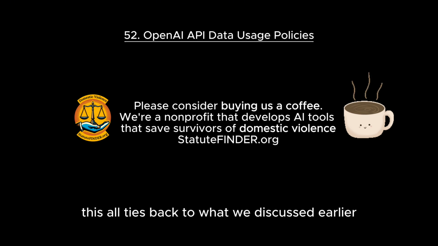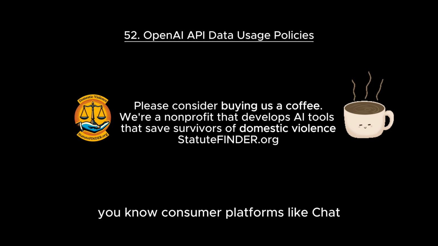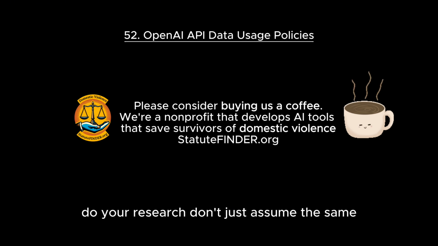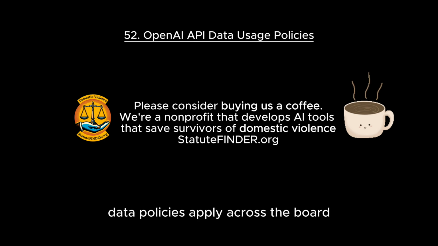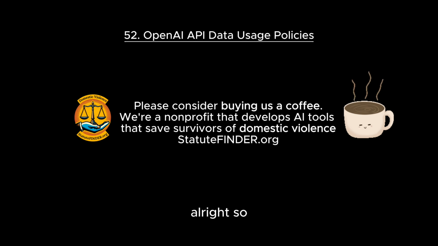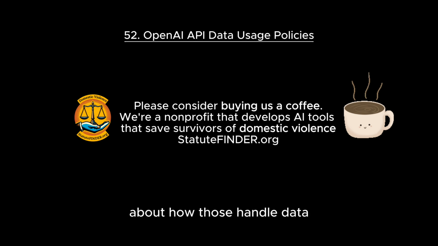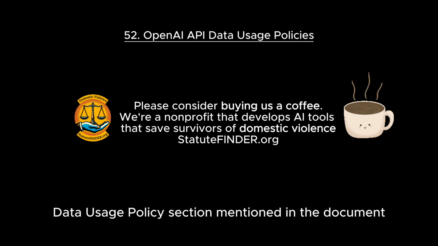This all ties back to what we discussed earlier about understanding the differences between consumer platforms like ChatGPT and the OpenAI API. Absolutely. Different rules apply, so always do your research. Don't just assume the same data policies apply across the board. All right, so we've sent our listeners on a mission to conquer the Assistance API data policies. What about those mysterious evaluations? Where can we find more information about how those handle data? The same advice applies. The API data usage policies section mentioned in the document is your starting point.